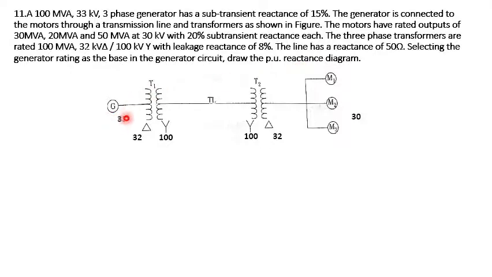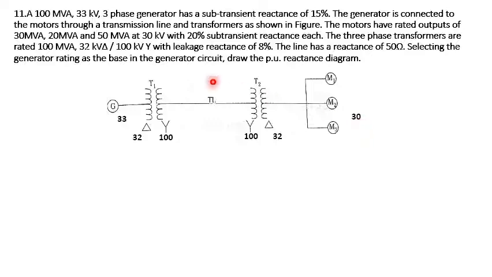So we can see here 33, 32, 100, 100, 32, 30. Actually, they are not giving the problem. They will just give generator, transformer T1, and how they are connected: delta-star, star-delta, all those things. So this value I had written for my reference: 33, 32, 100, 100, 32.